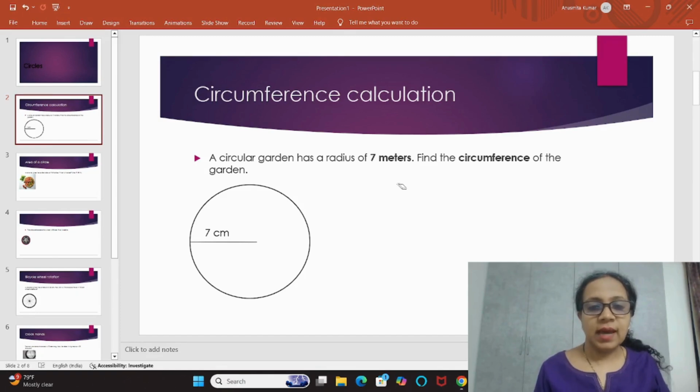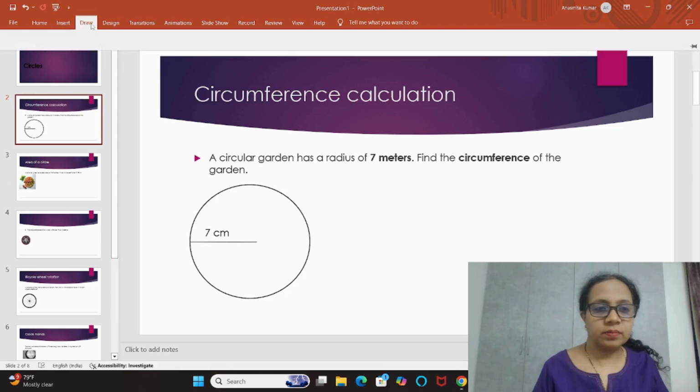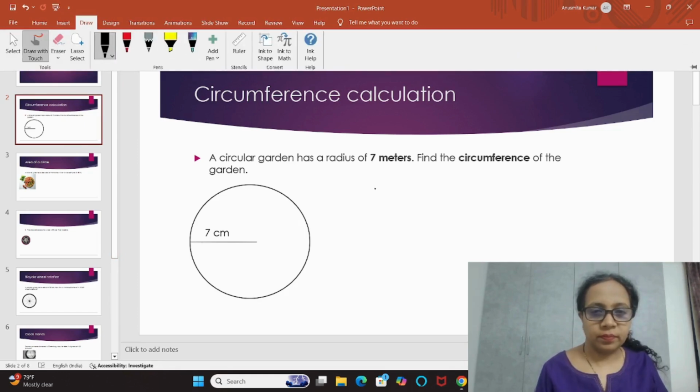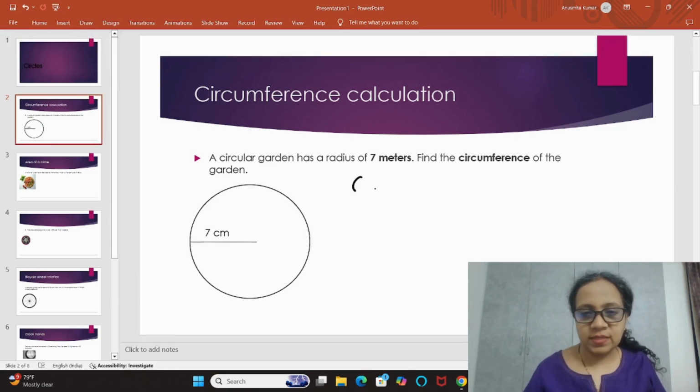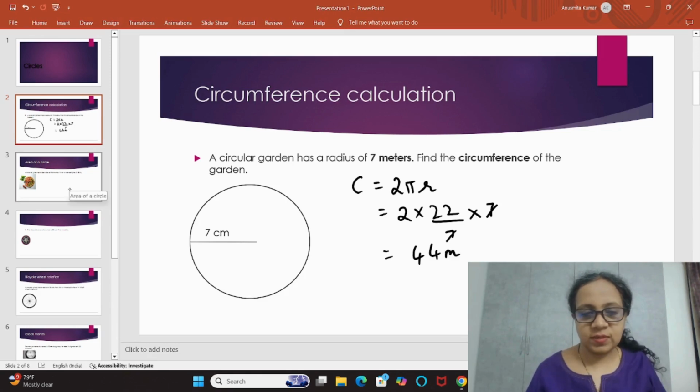A circular garden has a radius of 7 meters. Find the circumference of this garden. So the circumference is nothing but the distance around the boundary of the circle. The circumference is given by the formula 2 pi r. Now here we can take the value of pi as 22 upon 7. R is the radius. Radius is 7 meters. So our answer is 44 meters, which is the circumference of the circle.